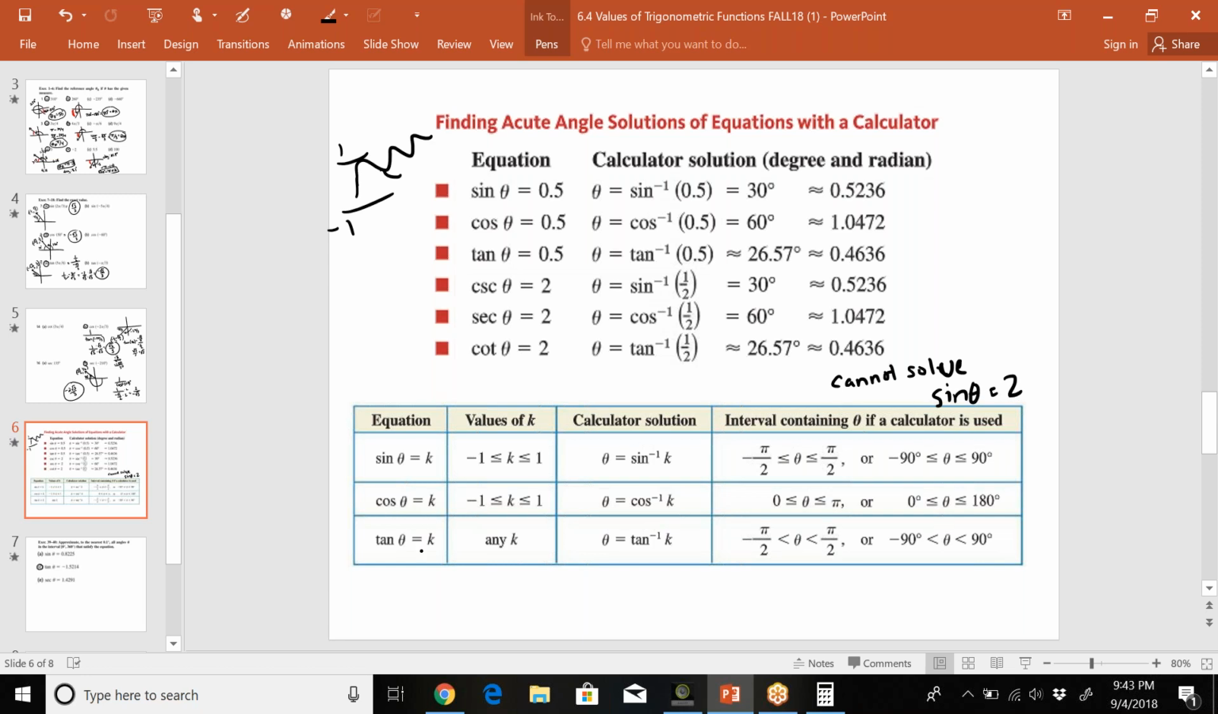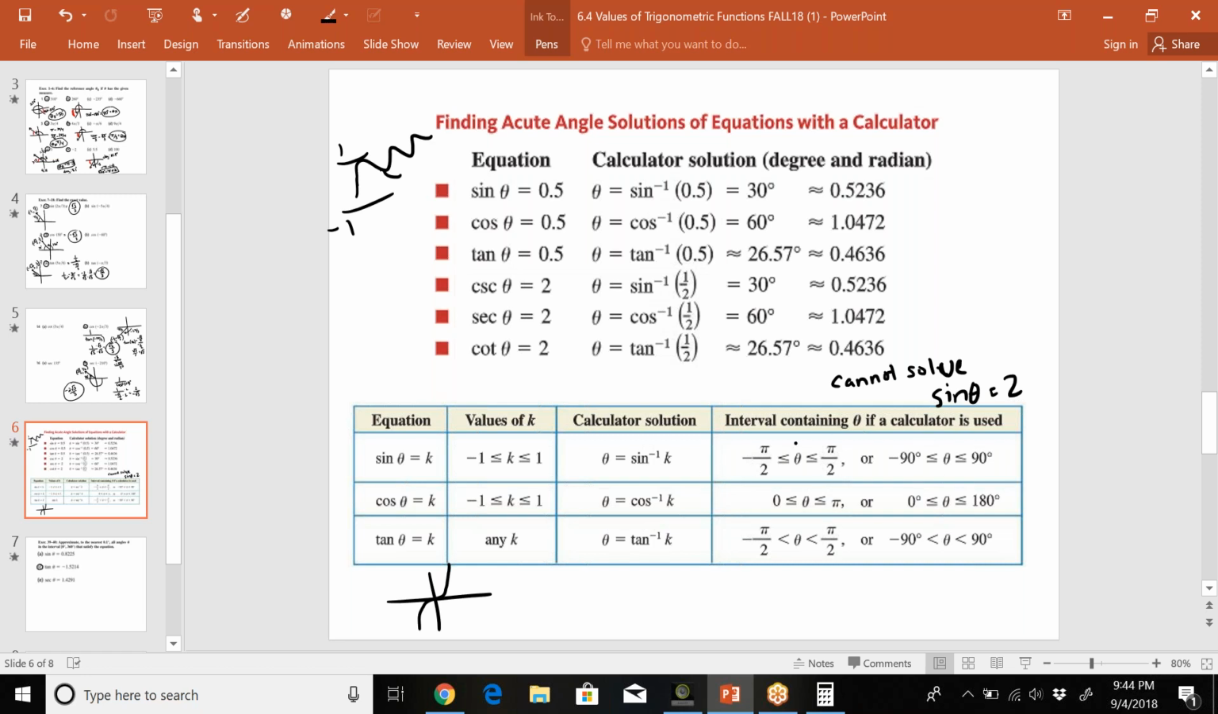Cosine, same thing. Tangent, it can be any value, and the reason for that is, remember, tangent takes on any y value, because when you do an inverse, you're kind of plugging in y and finding x. So we're plugging in the ratio and finding the angle. So that's why this one can be any k value that we want. So any tangent equal to any value that is a real number, you can solve. But sine and cosine are bound between their lowest and their maximum height. So that's the only issue when you're trying to solve these.